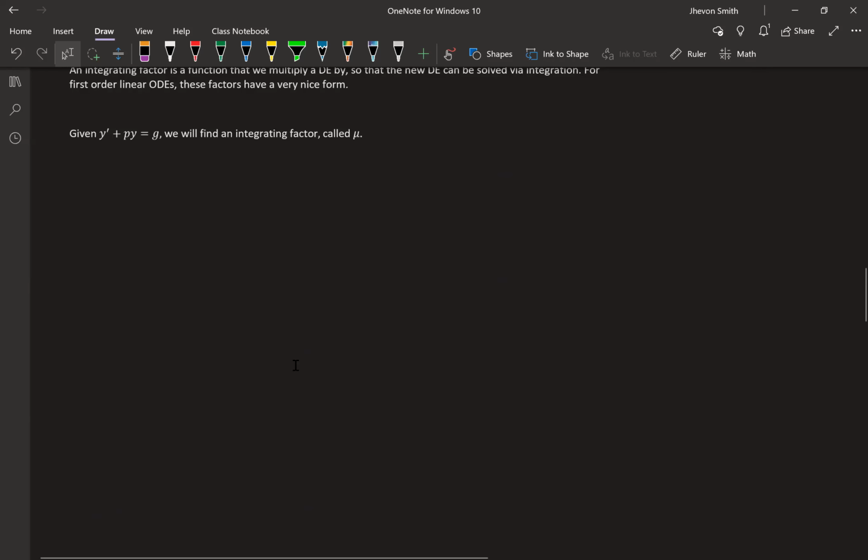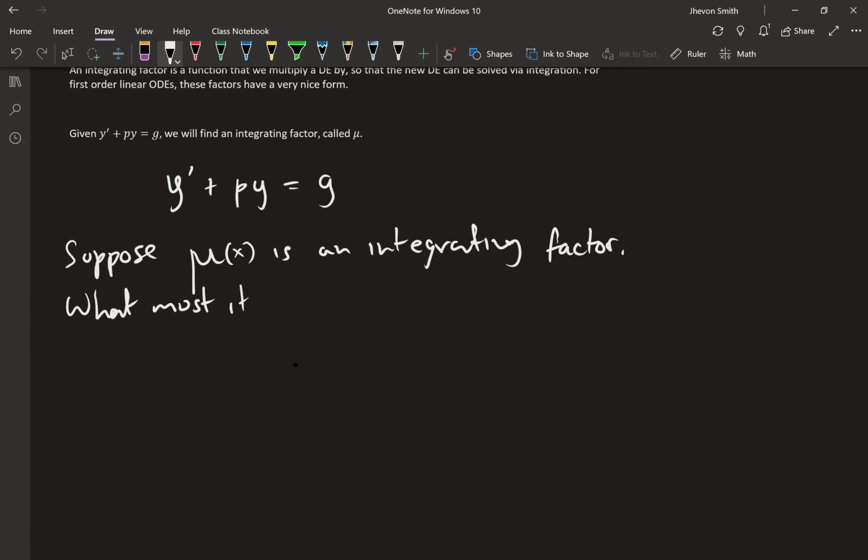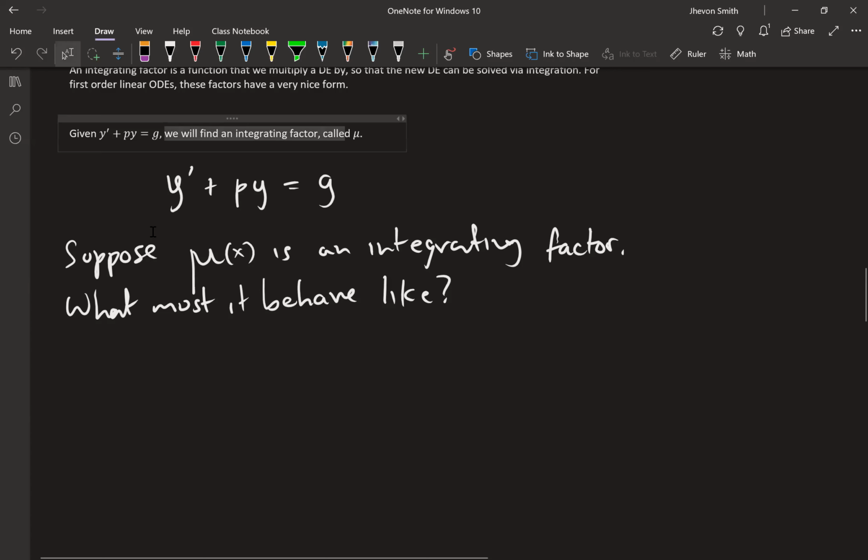So here's how we do it. We have y prime plus p of y equals g. So suppose mu of x is an integrating factor. What must it behave like? How can I know that I can find such a function?